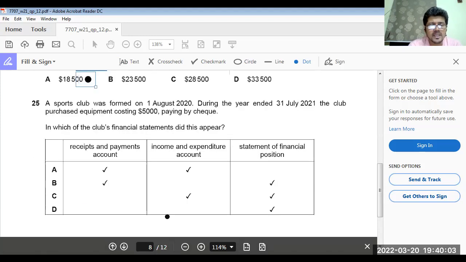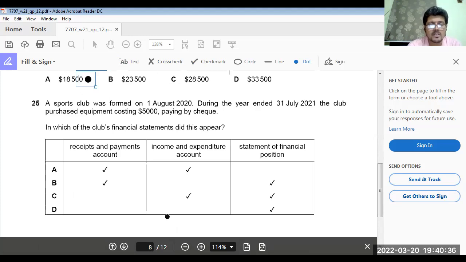Okay. Now come to 25. A sports club was formed on 1st August 2020. During the year ended 31st July 2021, the club purchased equipment costing 1,500 by cheque. In which of the club's financial statements did this appear? I must tell you, when we buy equipment, it is not going to appear in the income and expenditure account. We include only the depreciation of equipment in the income and expenditure account. So option B or D would be the answer. A and C are useless.